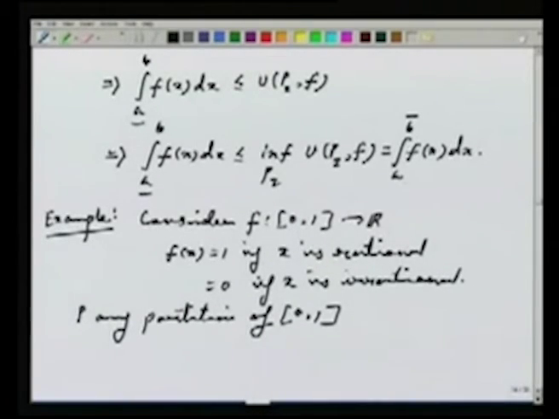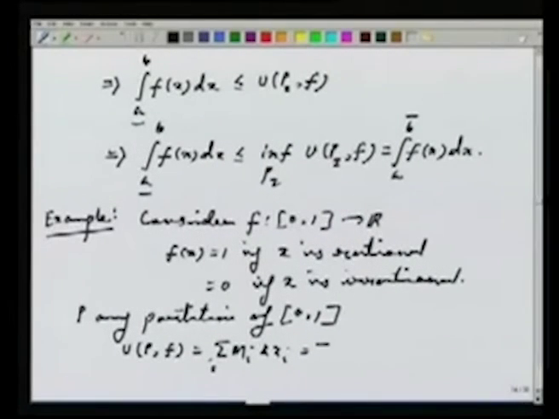Then my question is, what is U(P, f)? Well, this is the summation over i of capital Mi delta xi. But if you take any subinterval [xi minus 1, xi], there will be some rational point there, and at other irrational points f is 0, but at the rational point f is 1. So the supremum is 1, that means capital Mi is 1 for all i. That means it is just the summation over i of delta xi, that is the length of the interval, which is 1.